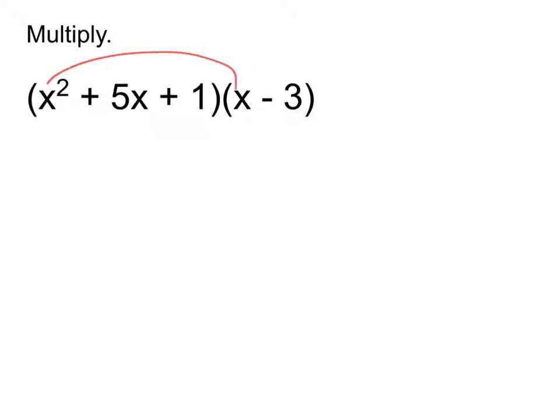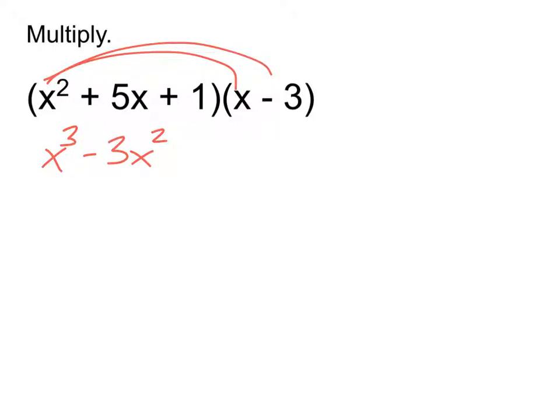So I'm going to start by doing the x squared times x. Now, just like we saw in that first problem that we did, x squared times x is going to give us x cubed, because of that invisible 1 on our x here. And then I'm going to do the x squared times the minus 3, so that's going to give me minus 3x squared. And I'll continue.